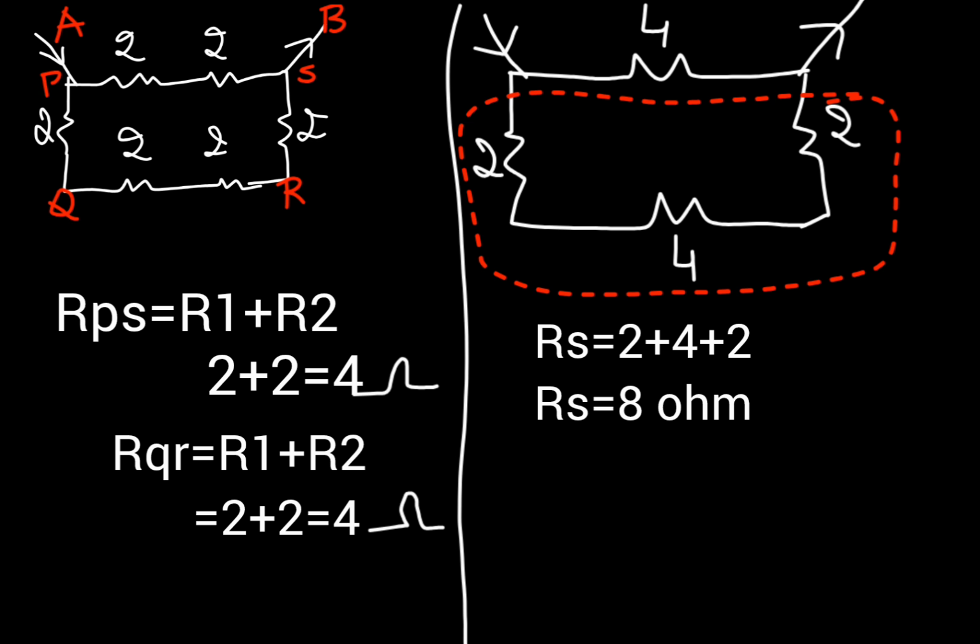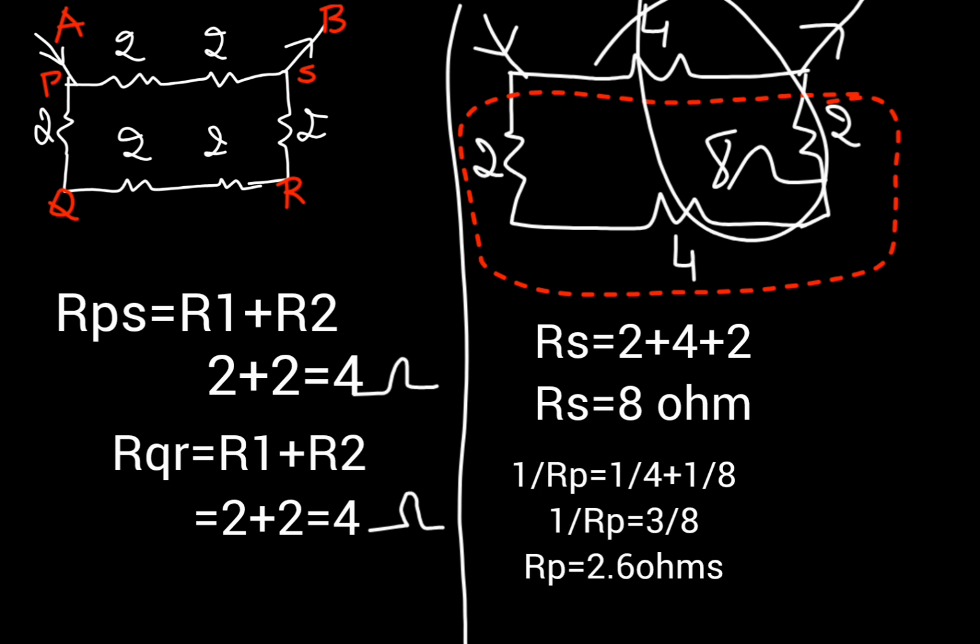So now this 8 ohm resistor is in parallel with the 4 ohm resistor. If you simplify this 4 ohm and 8 ohm using the parallel combination formula, we'll get 1 by 4 plus 1 by 8 is 3 by 8. Then 1 by Rp is 3 by 8. Rp becomes 8 by 3. So if you simplify 8 by 3, you will get 2.6 ohms. The total effective resistance between A and B is 2.6 ohm.